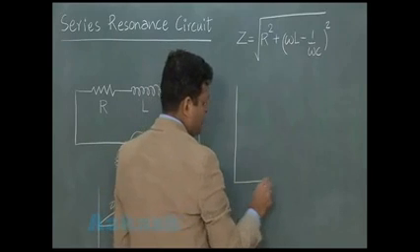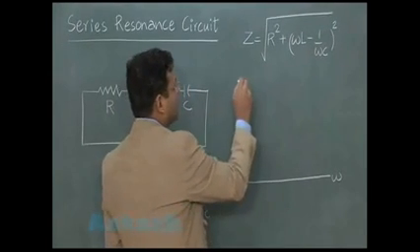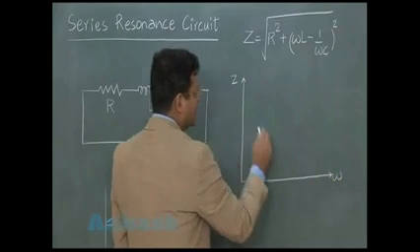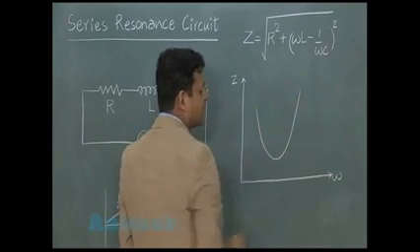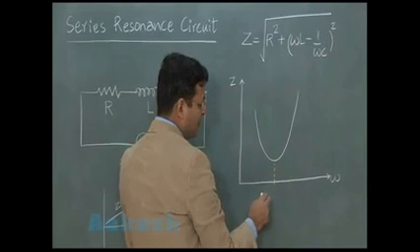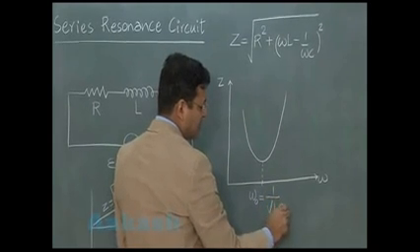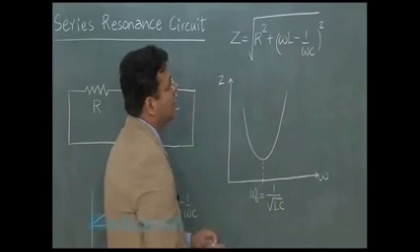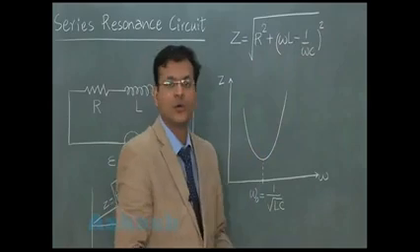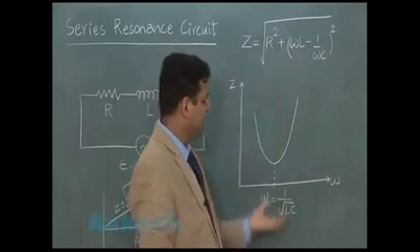If you consider that on the horizontal axis I have plotted omega and on the vertical axis I am plotting Z, then you can clearly see that the variation of Z will be something like this. At some particular frequency, you will find that the value of impedance has become minimum. This particular frequency you can obtain by making this bracket 0. If you take omega L minus 1 by omega C as 0, that will give you the value of frequency.